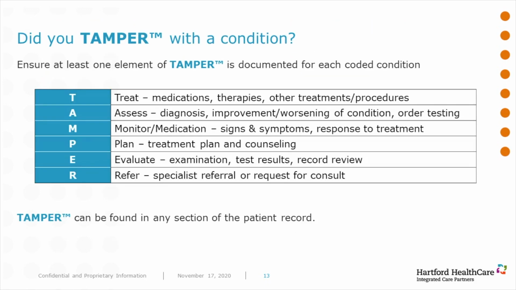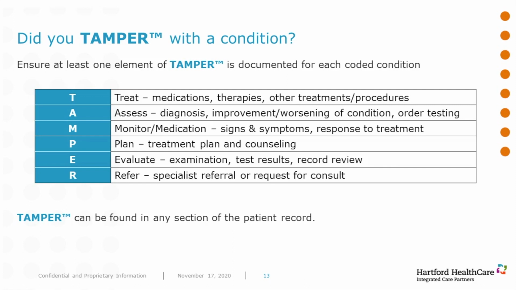So TAMPER is an acronym that a lot of risk adjustment coders utilize to capture HCC conditions from a patient's medical record. It really just means T, did we treat the patient? A, was the patient assessed for that condition? M, is the patient being monitored or medicated for that condition? P, is there a plan in place for that condition? E, are we evaluating with an exam or test results or a record review for that condition? R, are we referring that patient to a specialist for a consult?